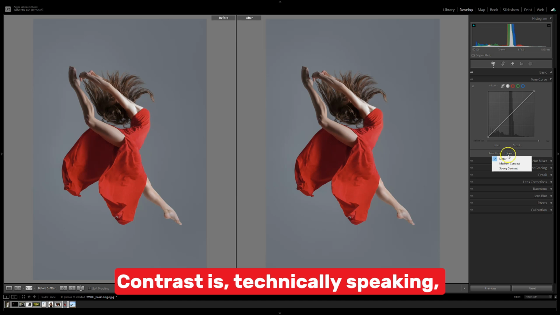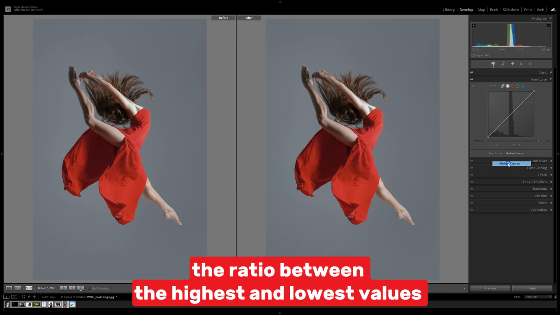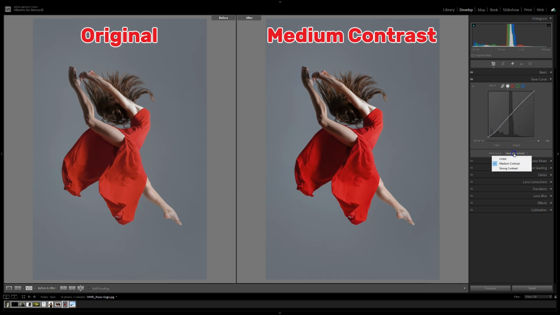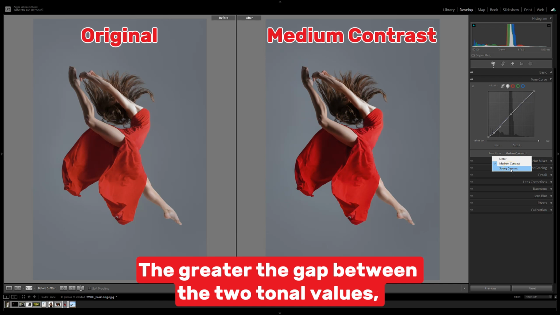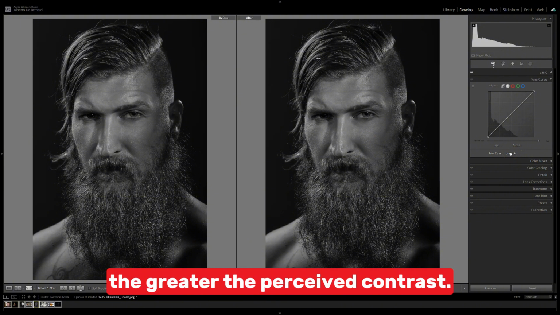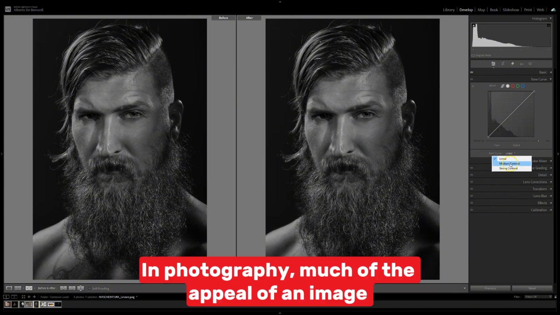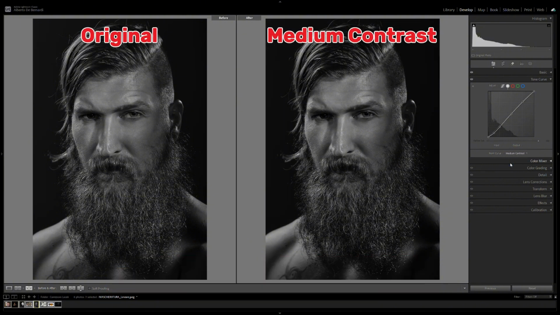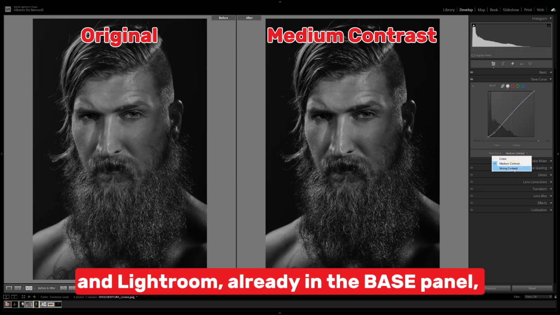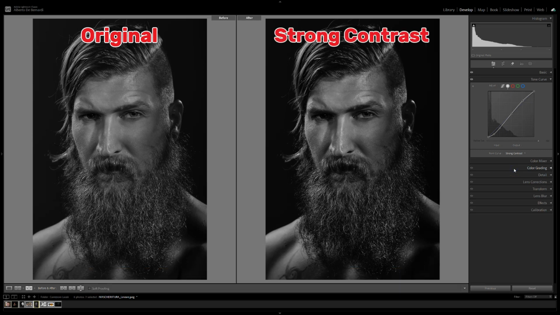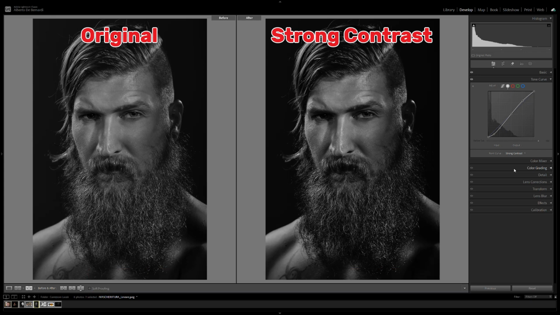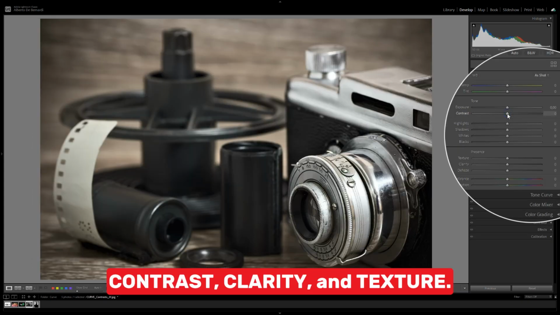Contrast is, technically speaking, the ratio between the highest and lowest values of the brightness of an image. The greater the gap between the two tonal values, the greater the perceived contrast. In photography, much of the appeal of an image is related to its contrast. And Lightroom, already in the base panel, offers as many as 3 dedicated controls: contrast, clarity, and texture.